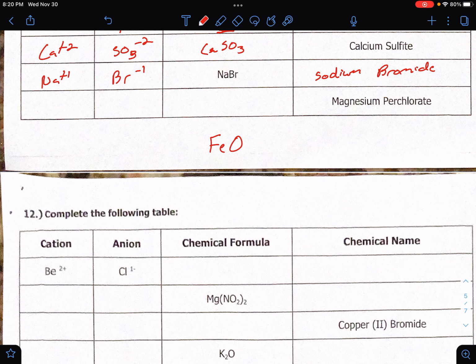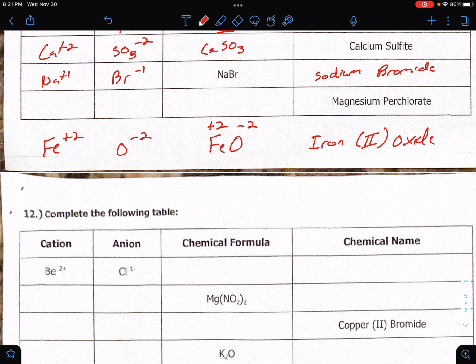Okay, so in this case, iron, I don't know what the charge is, so I'm going to leave it alone. I know oxygen is always a -2. So if this is a -2, iron would have to be a +2 to be balanced out. So that means that is the charge of iron. So this would be iron 2 oxide.